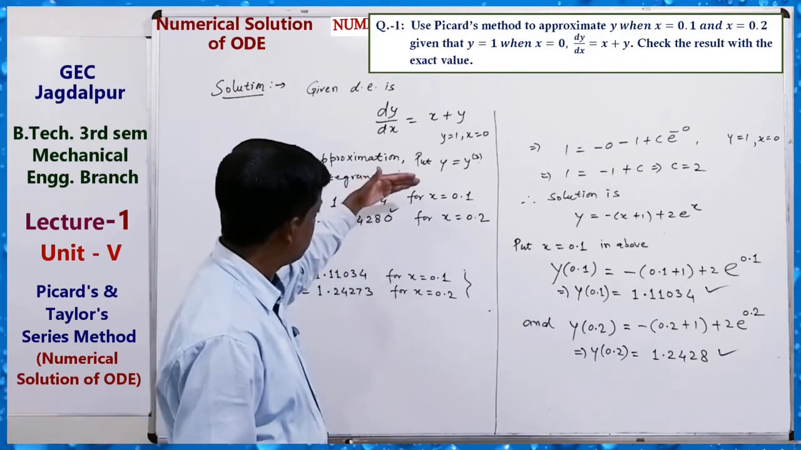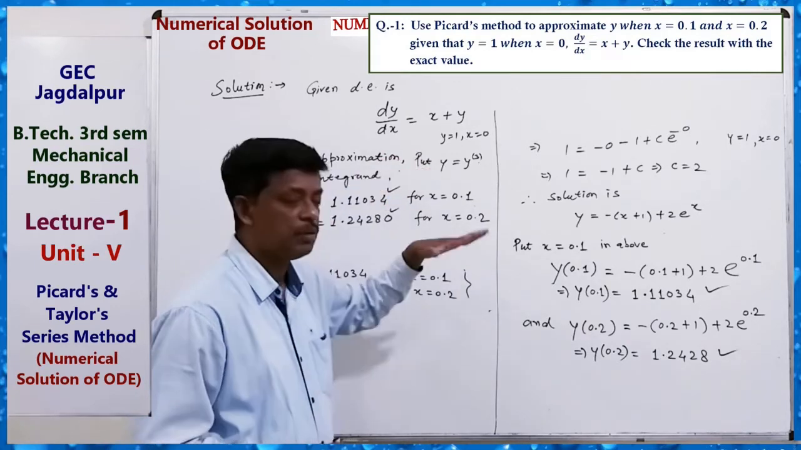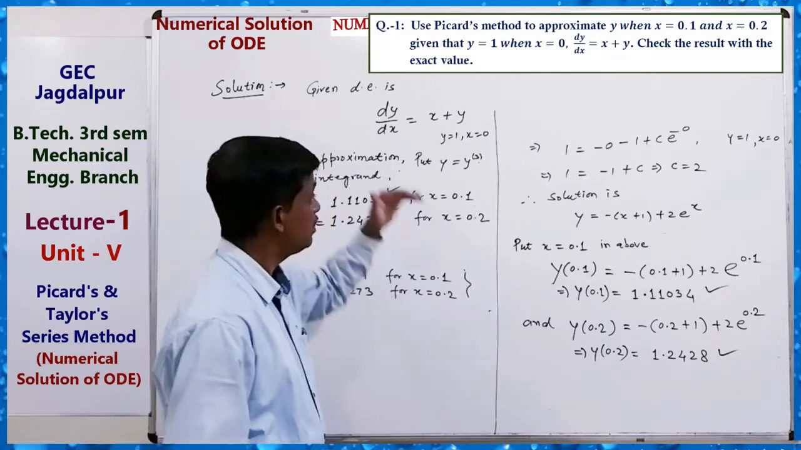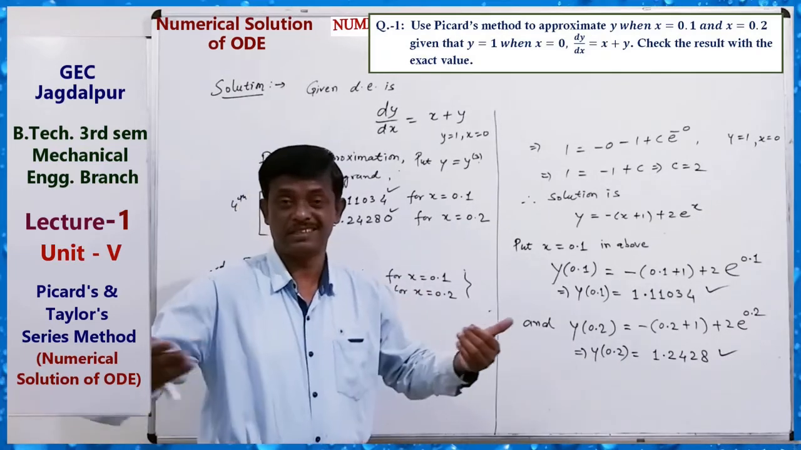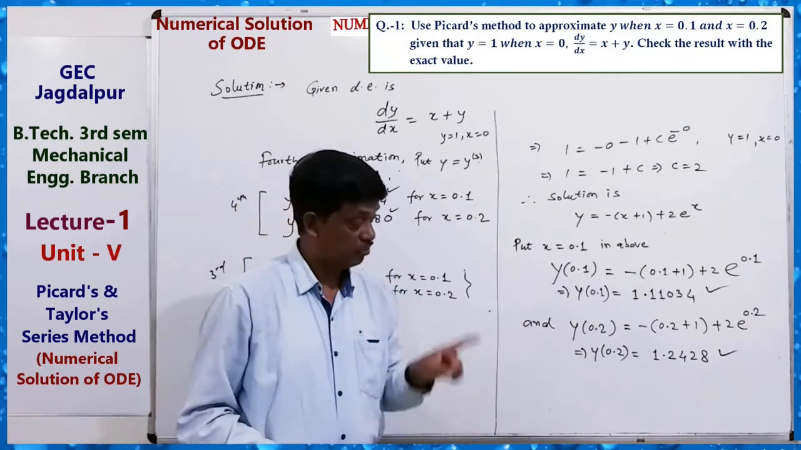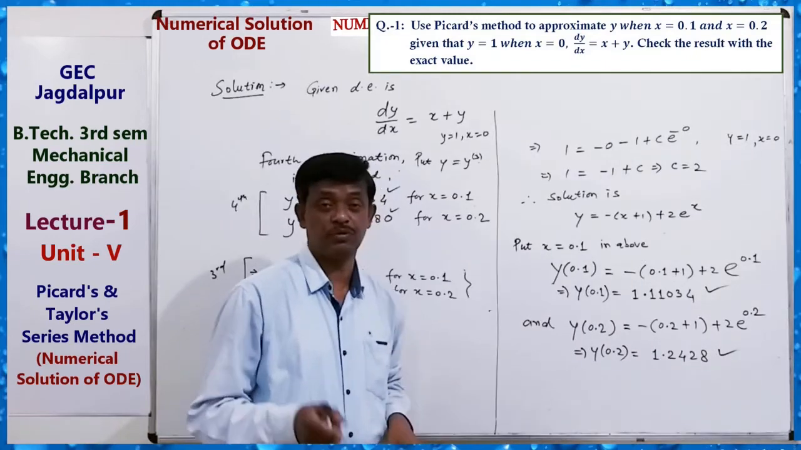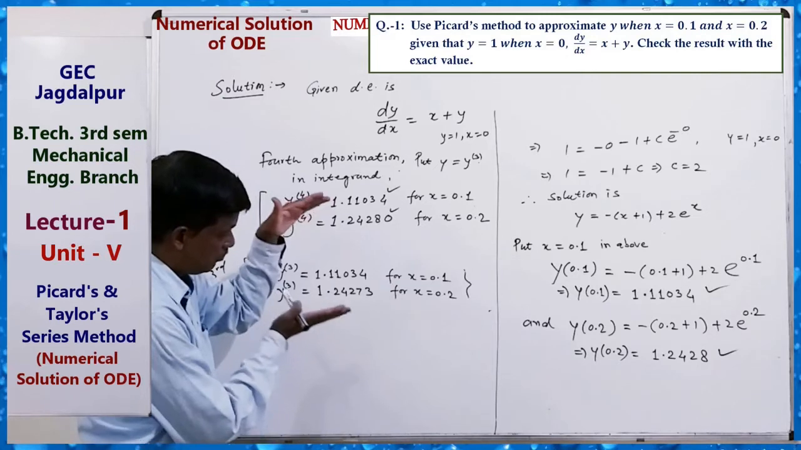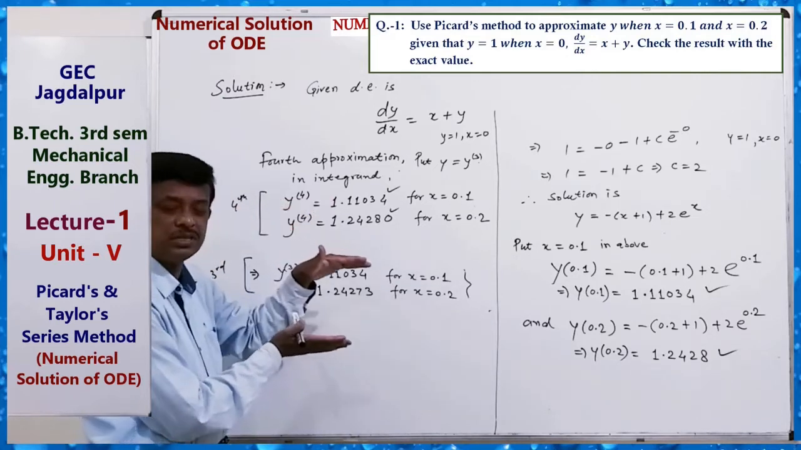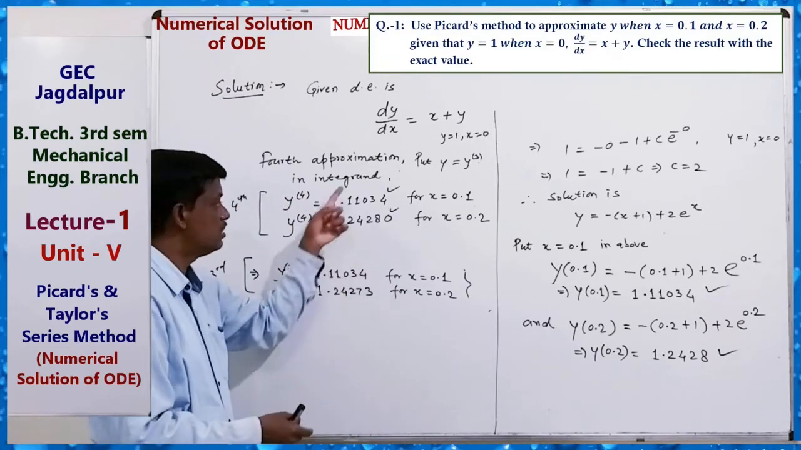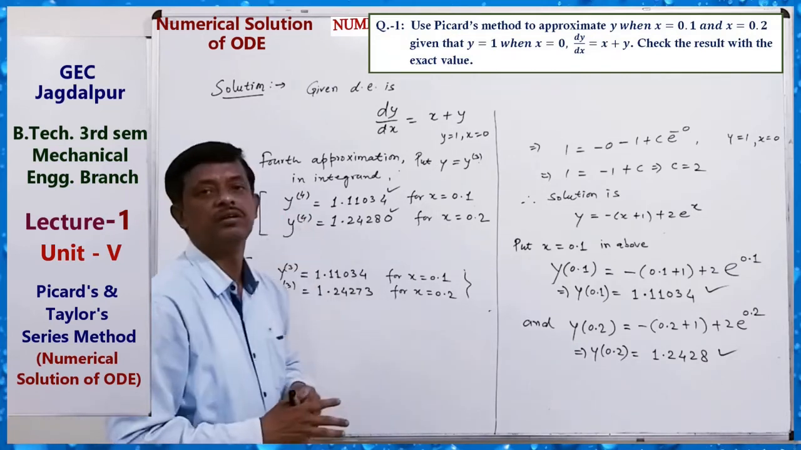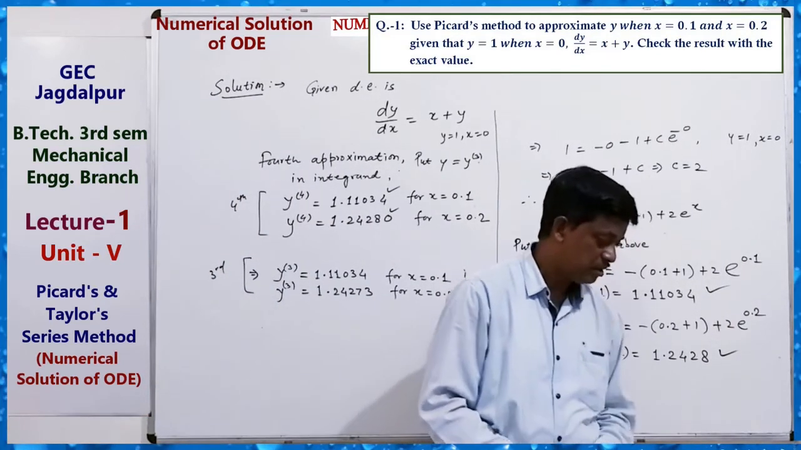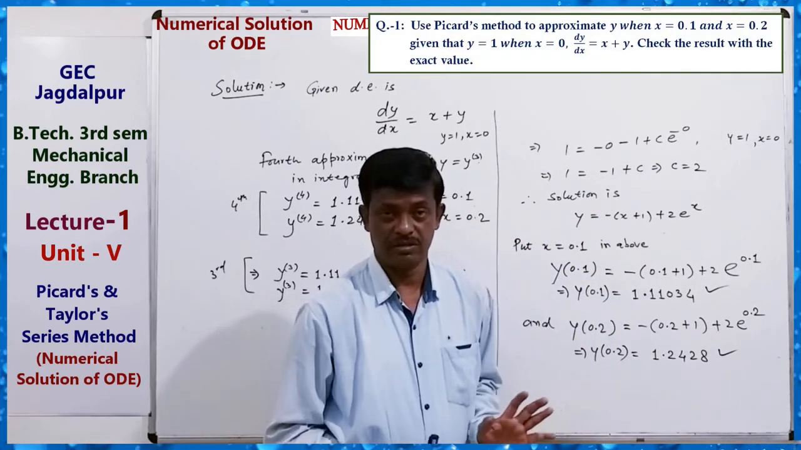At each approximation we are required to do integration. After integration we get the value of y as a series, and at each stage we have to find the required value of y. And if two consecutive approximations give nearly the same value, that will be our numerical solution. So this is Picard's method.